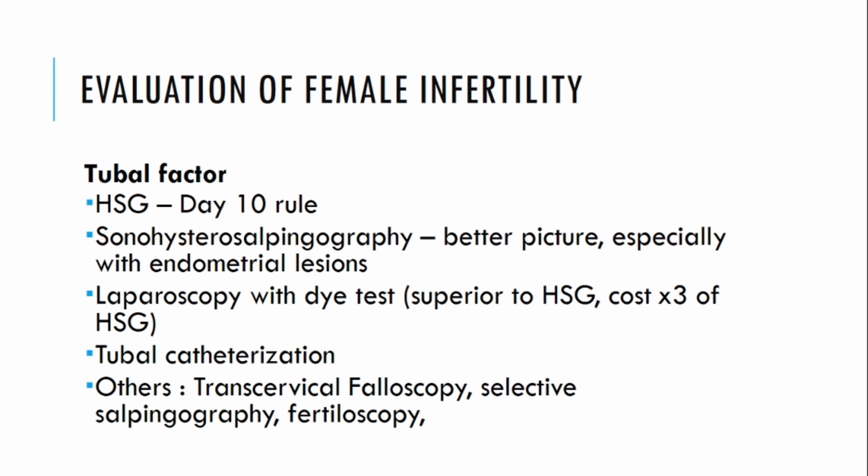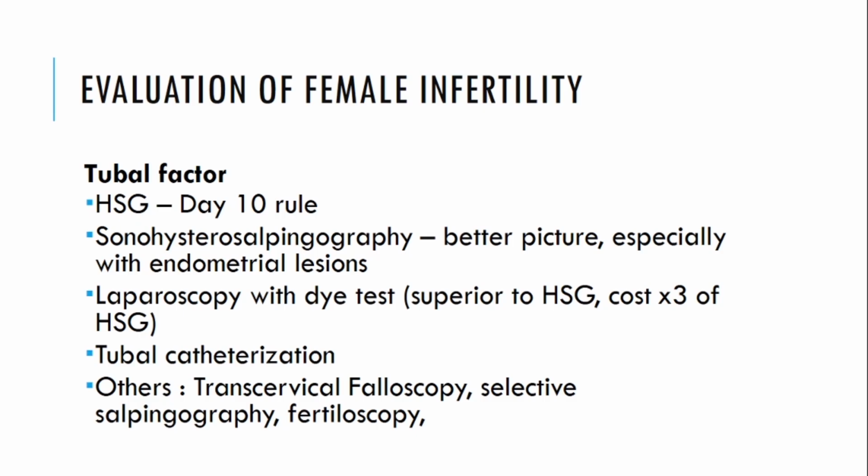For the evaluation of female infertility, for the tubal factor, we'll talk about the issue of the 10 rule. There are other things that can be used for tubal factor evaluation. One is sonohysterosalpingography, which gives a better picture, especially when there are endometrial lesions, like fibroids, the ones that are submucous fibroids. Sonohysterosalpingography can define that very beautifully.